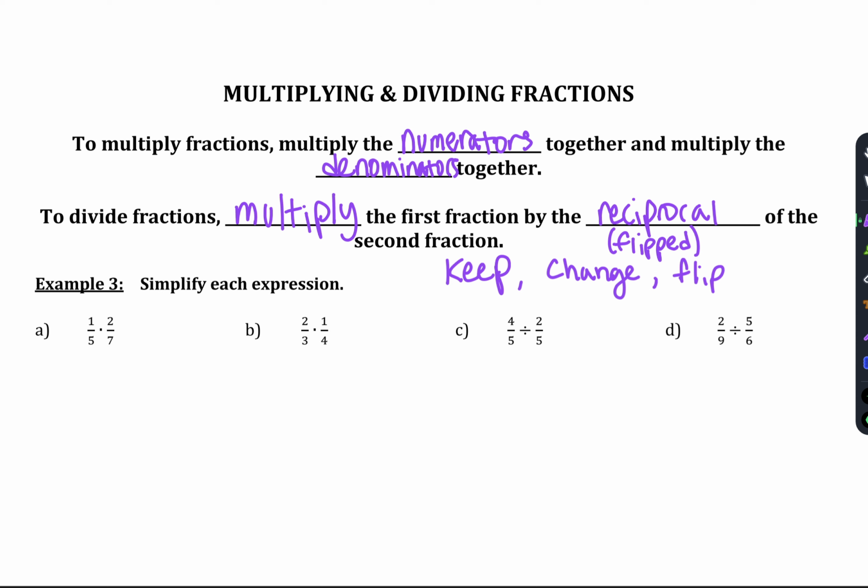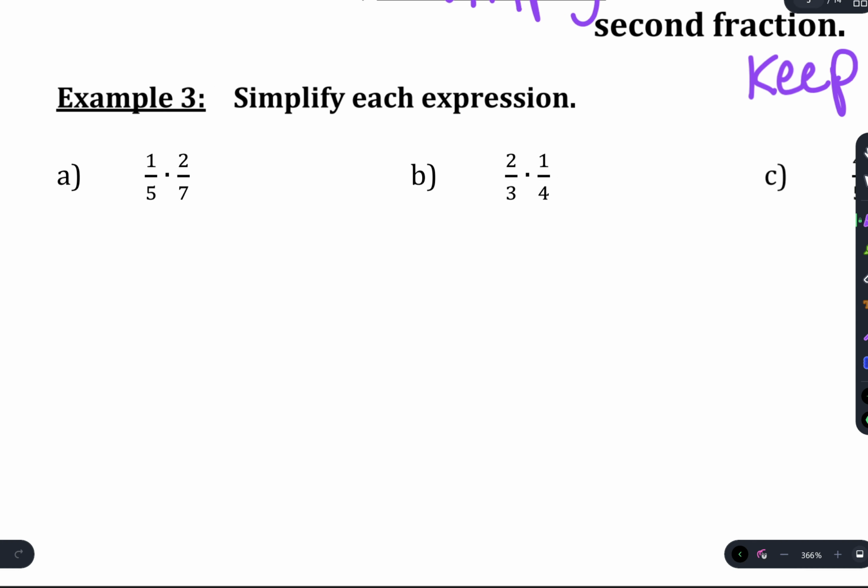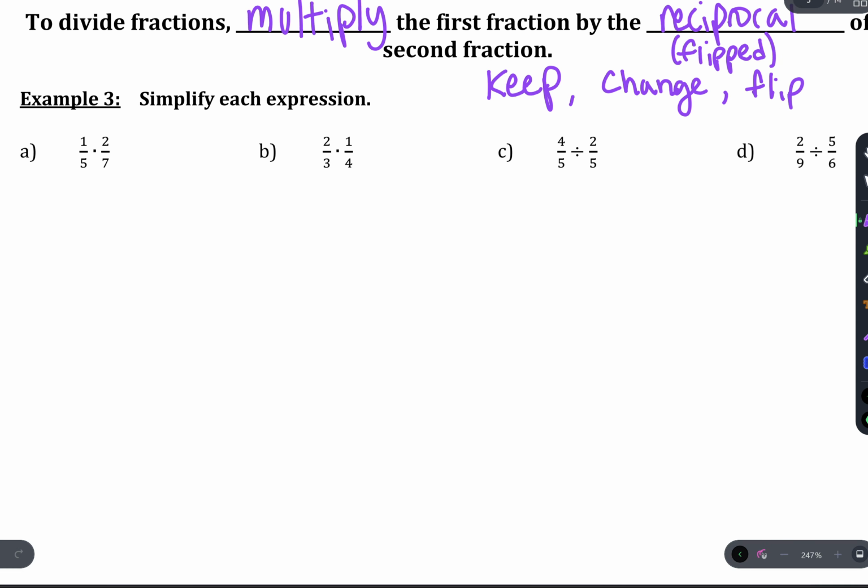Okay, let's practice multiplying and dividing. So with letter A, 1/5 times 2/7. No common denominators, but that doesn't bother me at all. I'm going to multiply the top two numbers together, 1 times 2. I'm going to multiply the bottom two numbers together. And then I'm going to double check that I can't simplify this anymore. Am I good here? Yeah, we're good.